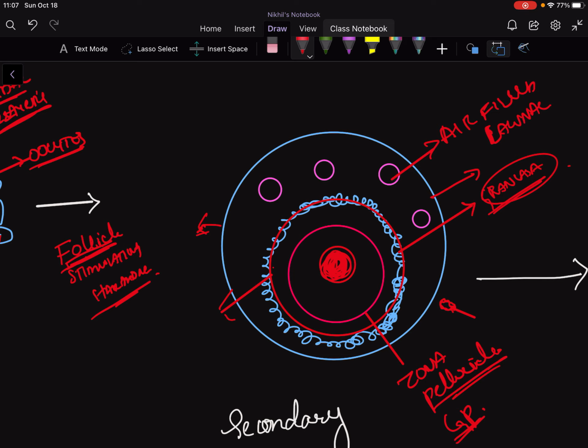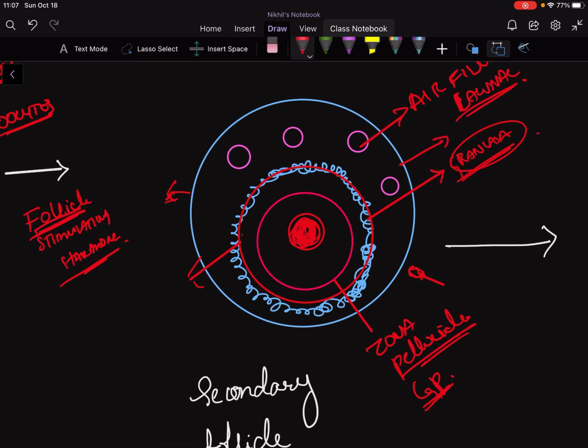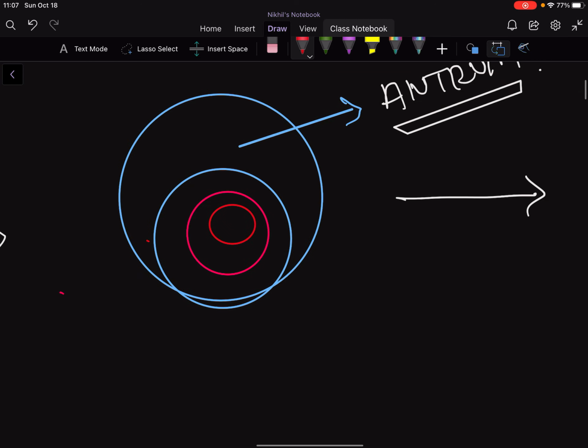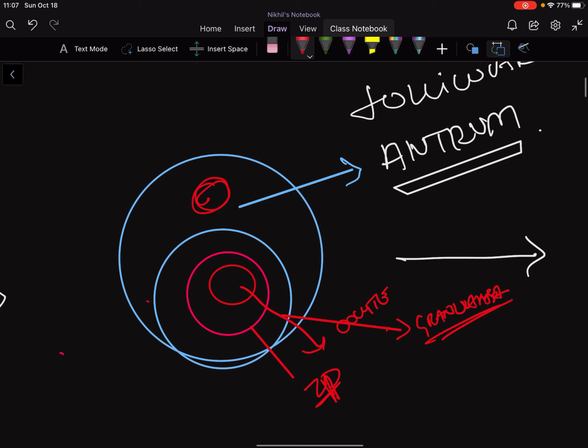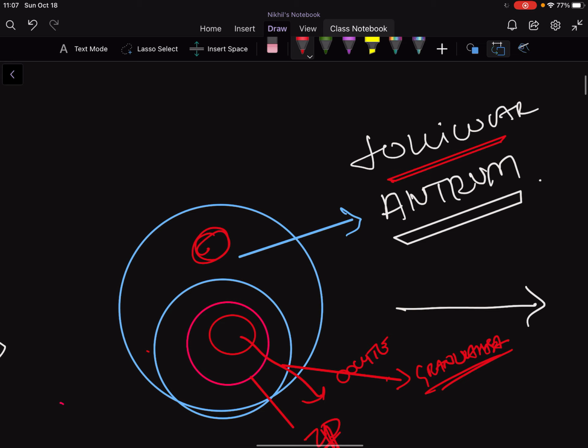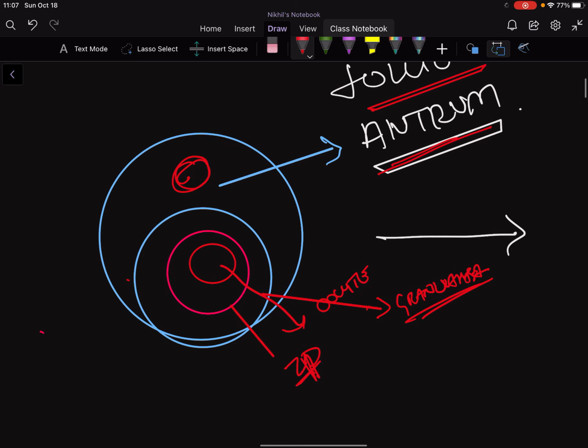Okay, air filled lacunae, and they get surrounded by like this. So as you can see, this one is the oocyte, this one is zona pellucida, the pink one. These are the granulosa layers. The outer granulosa layer and the inner granulosa layer, and the space here is called the follicular antrum. Remember this one, follicular antrum.